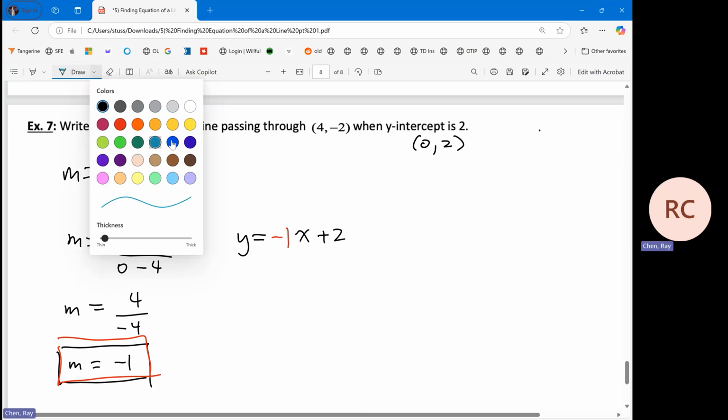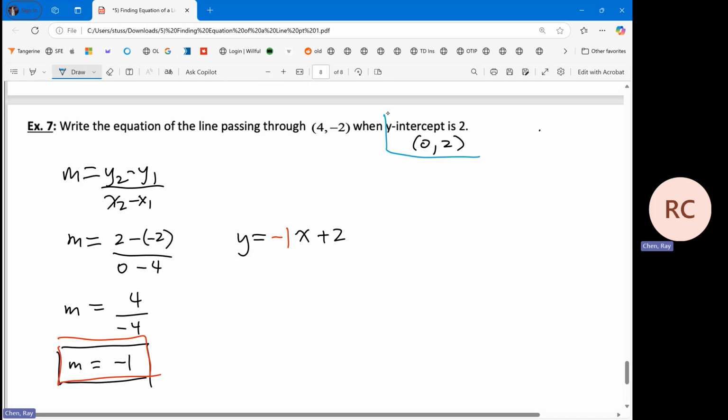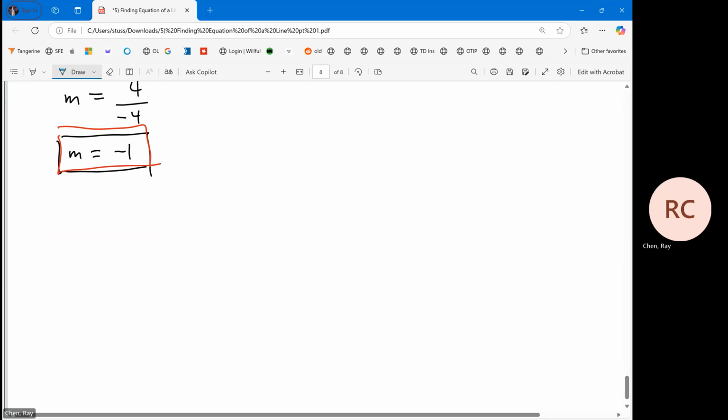And again, some students are saying, how did you get this y equals 2 so fast? Because they told us the y-intercept is 2, and that's what b is. Right? I think that's it.